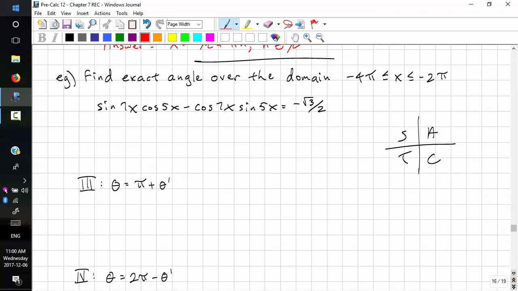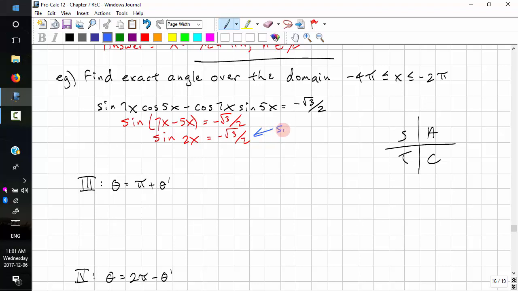And one last problem, find the exact angle over the domain of negative 4 pi to negative 2 pi. We have the expression sine 7x cos 5x minus cos 7x times sine 5x equals negative root 3 over 2. When we're mixing sine and cosine, we know this is a sine addition identity. We have a minus sign, so this must be 7x minus 5x. We simplify, we get sine 2x equals negative root 3 over 2.